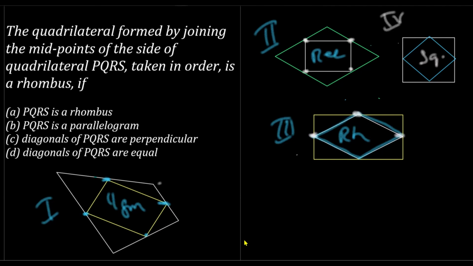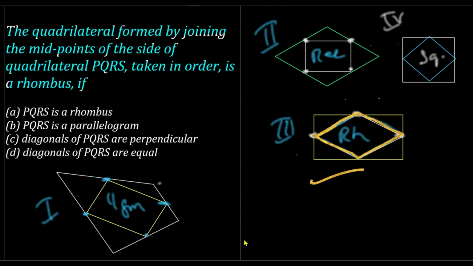Now let's read the question. It says the quadrilateral formed by joining the midpoints of the sides of a quadrilateral PQRS taken in order is a rhombus. So the result is a rhombus, right? So we'll go for this one. Don't get confused, it's not the outside one, right? They are saying that after joining the midpoints of the sides, taken in order, the result is a rhombus.